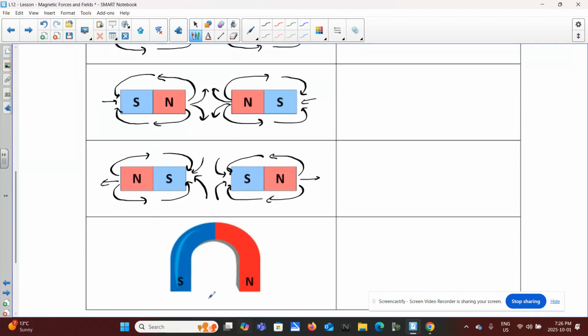Now, what if I took a bar magnet and were able to bend it around to be a horseshoe magnet? Well, in this special case, my field line comes out of the north into the south, and I actually get a fairly uniform magnetic field in here. Now, we do get a little bit of wraparound happening like that, but in between there we get more of a uniform magnetic field. Okay, we're going to move on. Pause if you need to.